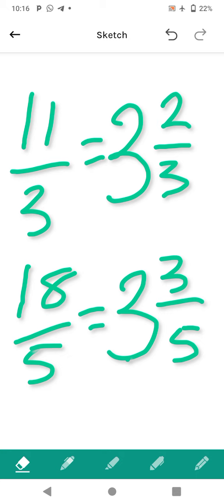You just reverse it. 5 times 3, 15. 15 plus 3 will give you 18 all over 5. 3 times 3 will give you 9. 9 plus 2 will give you 11 all over 3. That's how you convert from mixed back to improper.